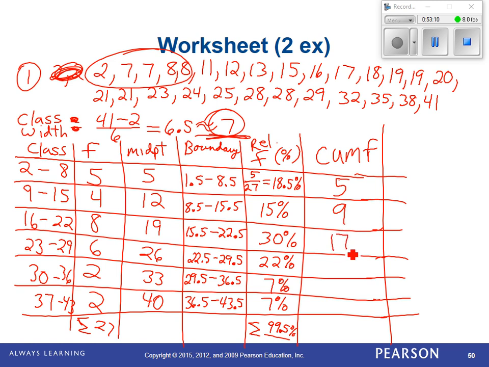From here down, how many? 23. Remember, all you're doing is each time you're adding on this next number. From there down, 25 and 27. Remember that last one should be how many numbers were in our set.